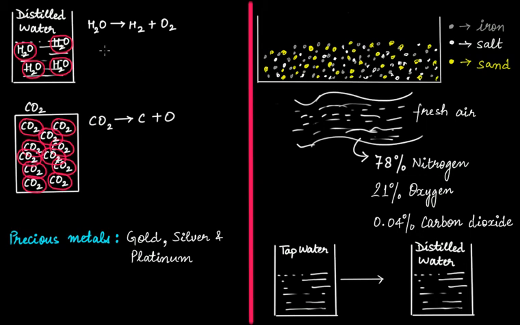Therefore, this is one molecule of H2O. This is acting as a single unit. So this vessel, which contains water, is actually H2O, H2O, H2O, and so on and so forth. This is a pure substance. H2O is a pure substance, and if we want to break its components, we can break it into H2 and O2. Remember, this is a compound.